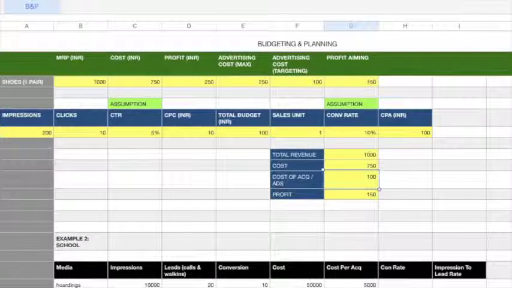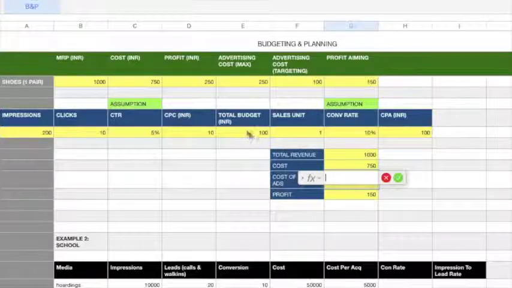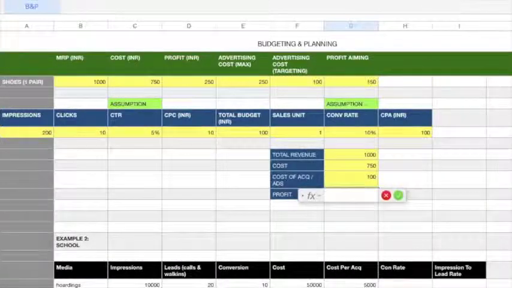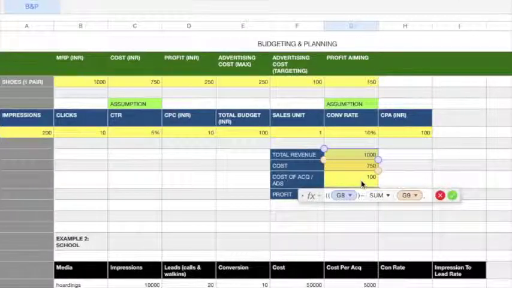Now suppose I again put some formula here and essentially link this with my total advertising budget, and profit is nothing but, let's say, your revenues minus the sum of your costs, correct?